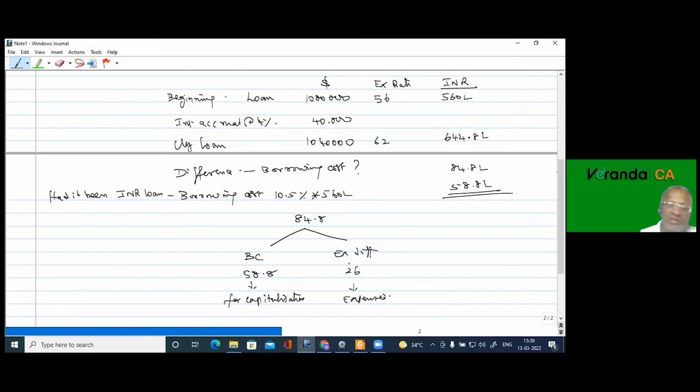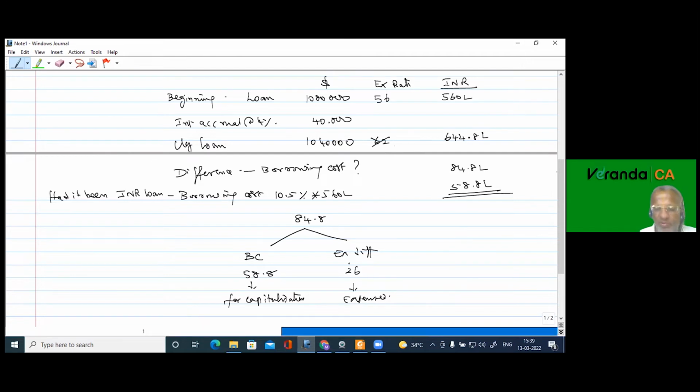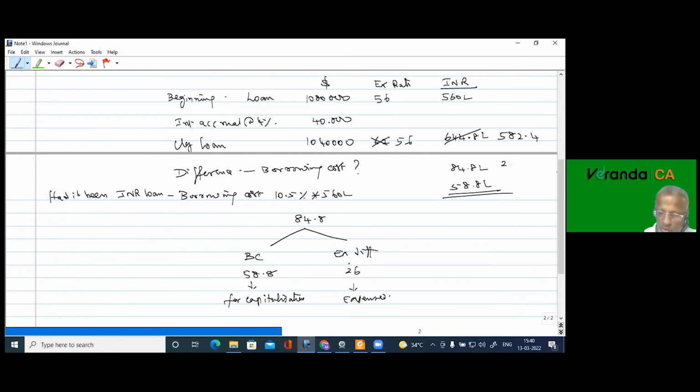So imagine, just for the sake of argument, if the same 56 were to be there. So 10 lakhs 40,000 into 56 comes to 582.4 minus 560, which comes to 22.4. Whether 22.4 or 58.8, that can be taken up as borrowing cost only to the extent of 22.4.